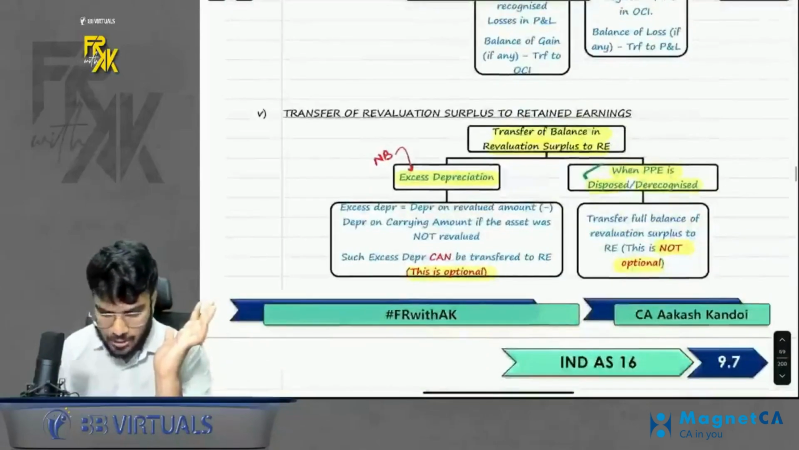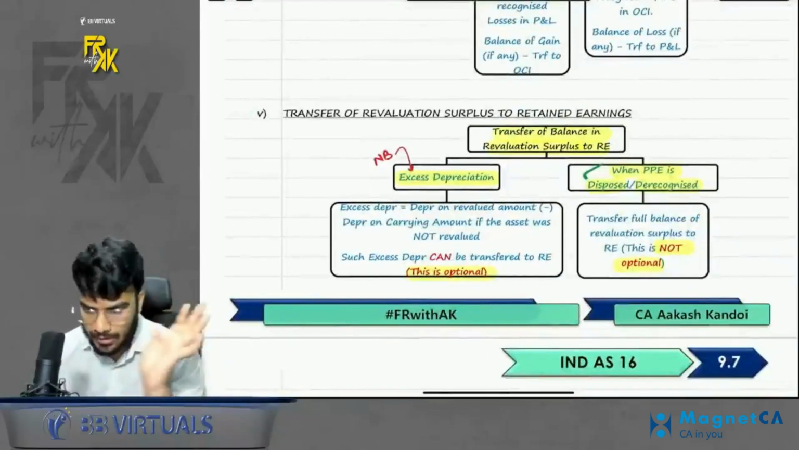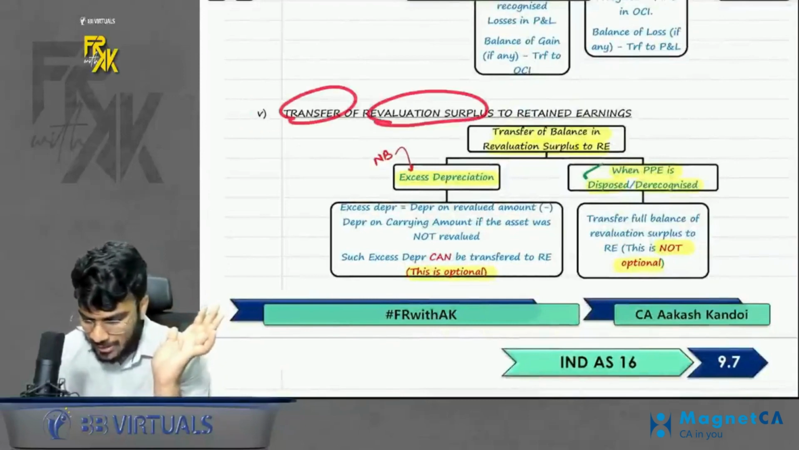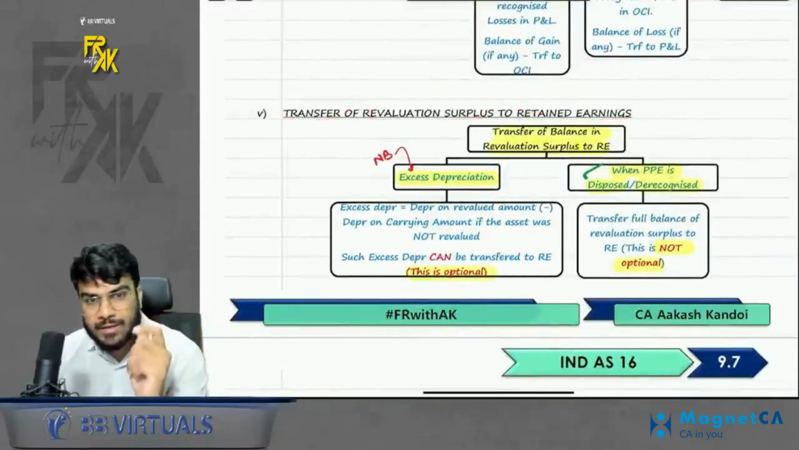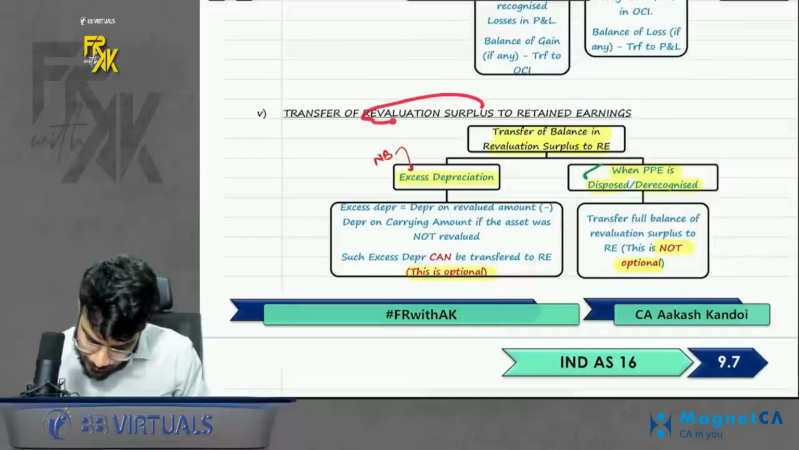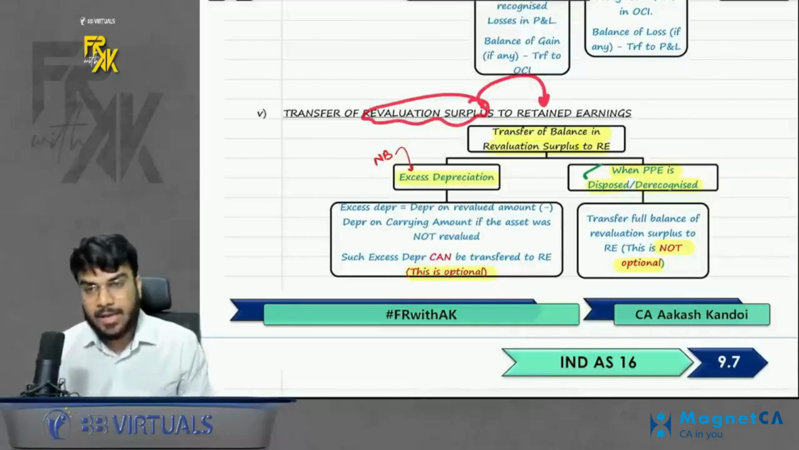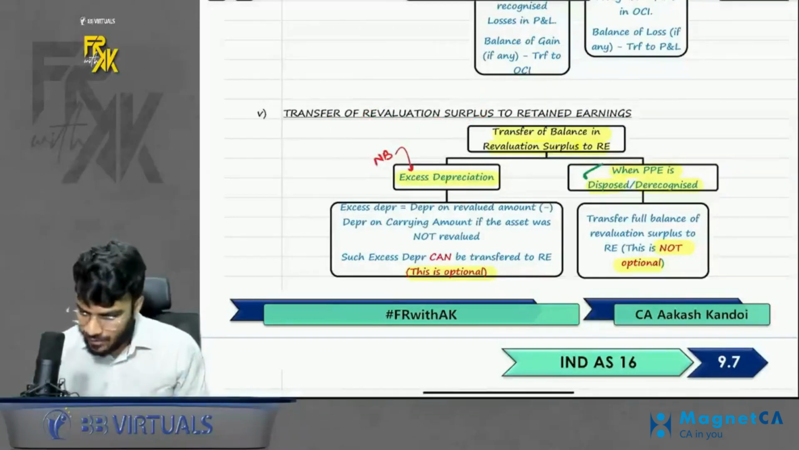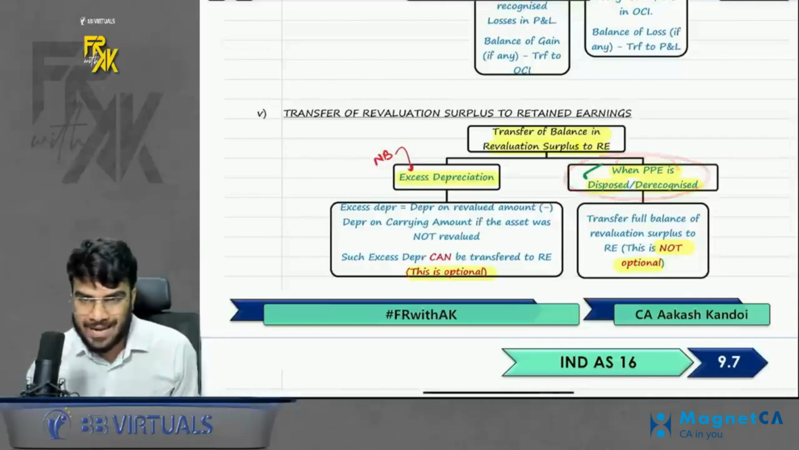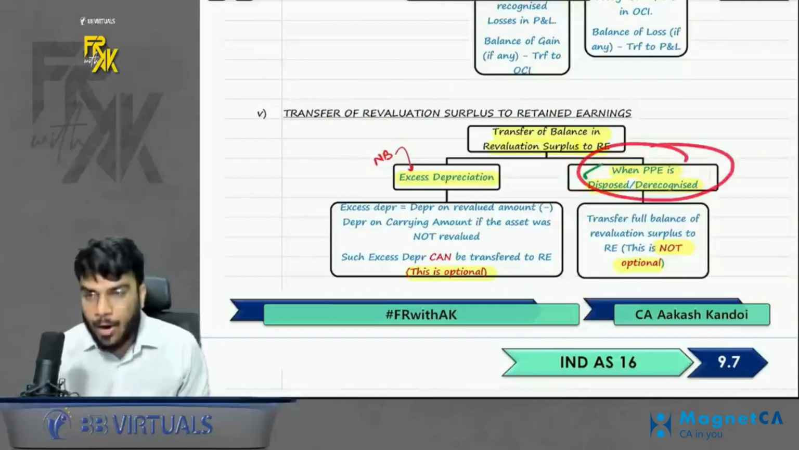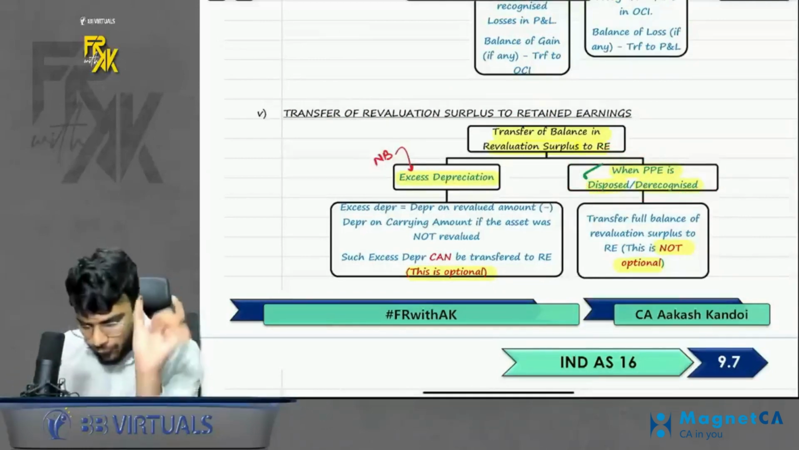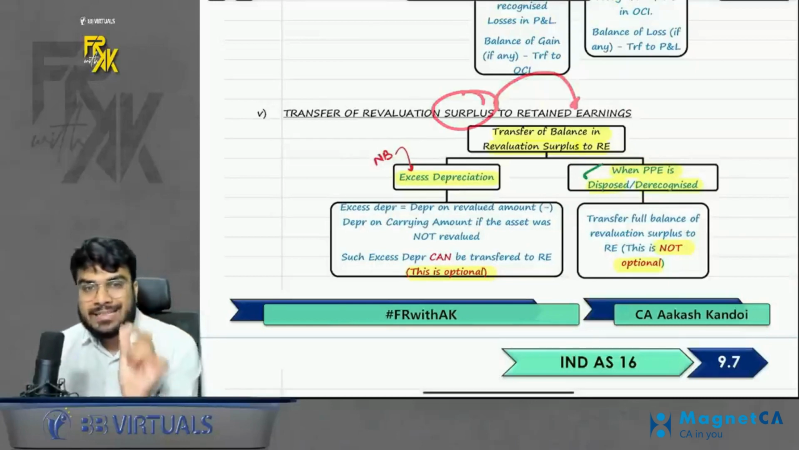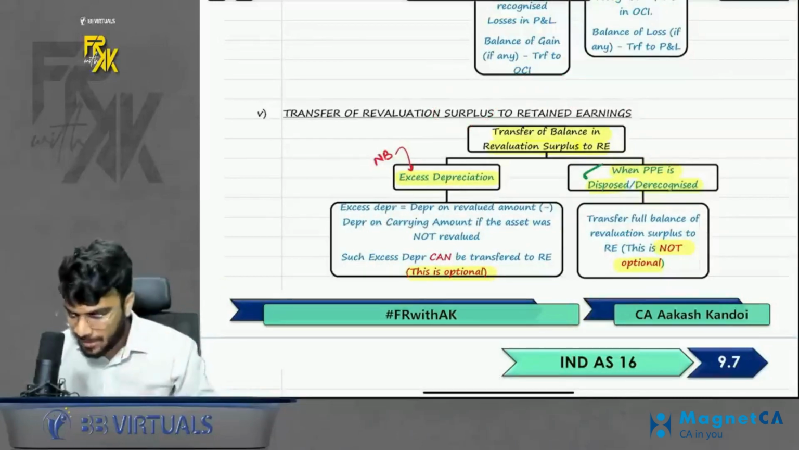Now, the next and last point under the revaluation model is transfer of revaluation surplus to retained earnings. When will this happen? When will we transfer the surplus balance to retained earnings? One case we just discussed, when the PPE is disposed of or derecognized. When the PPE is out of your books, you will have to transfer the full balance of surplus to retained earnings. This is not optional; it is compulsory.